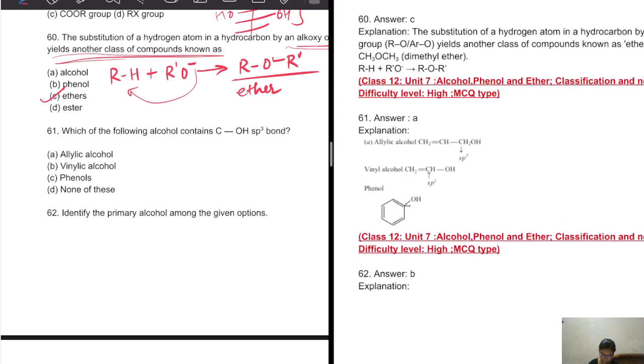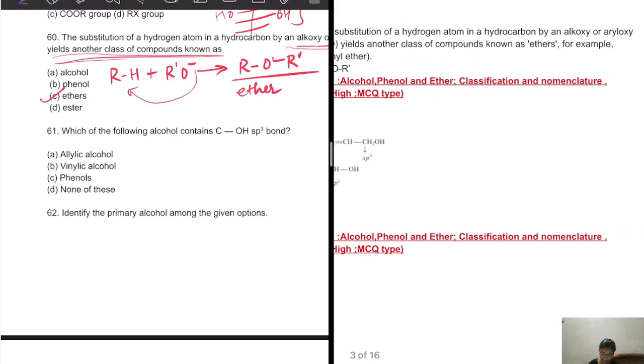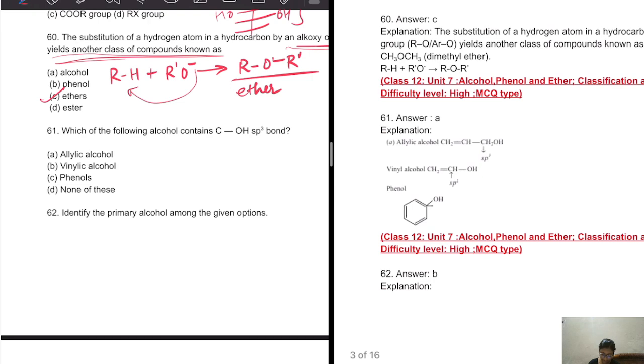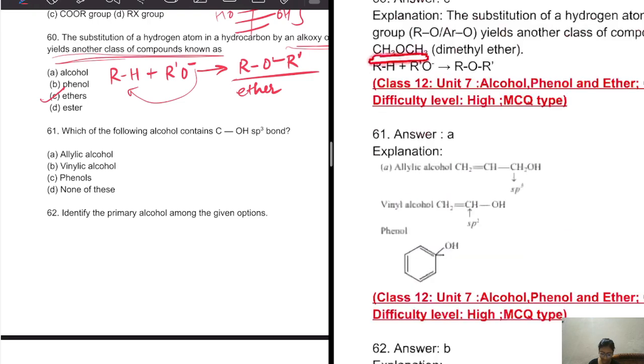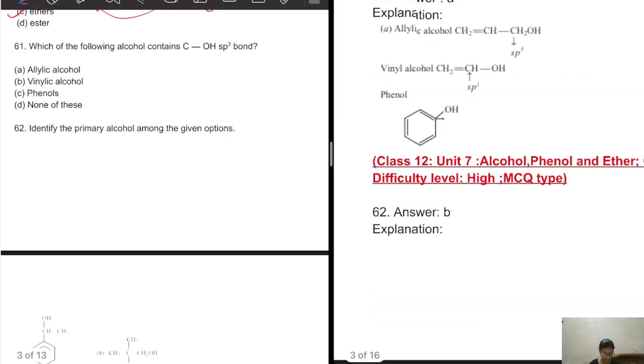So here you see the example. For example, we had CH4 and they replaced it with CH3O negative. What did it become? It became CH3OCH3, right? So the correct answer is ether. Let's see the next question.